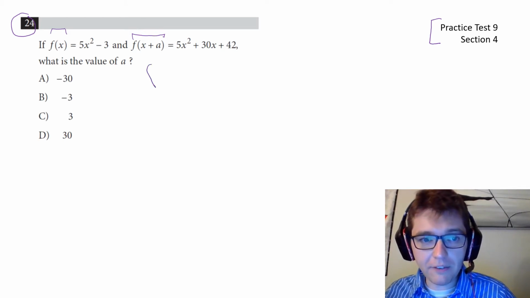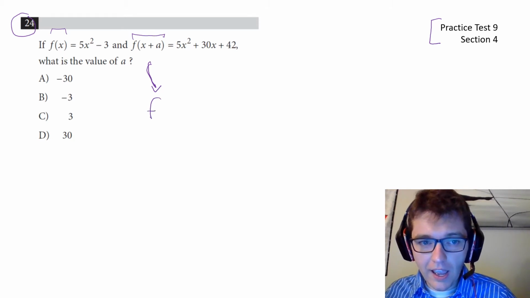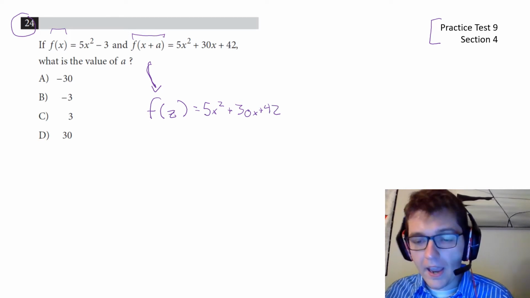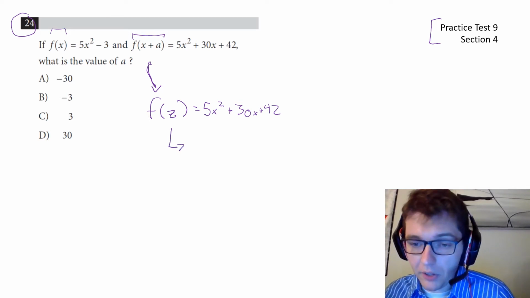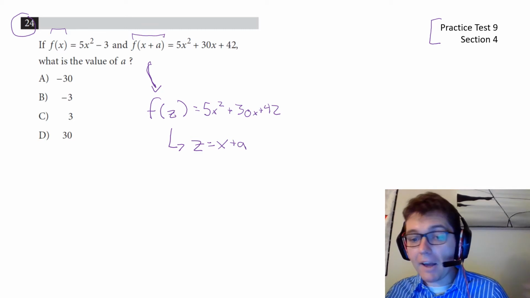We can just redefine this second equation here as f of z. So f of z is equal to 5x squared plus 30x plus 42. And that's valid as long as you retain the information. You can make yourself another equation that z is equal to x plus a. And how does that help you?